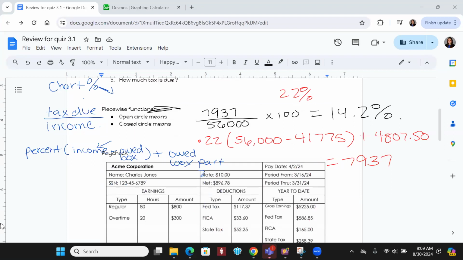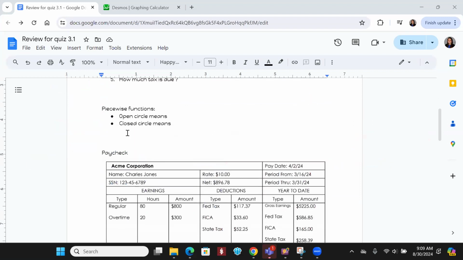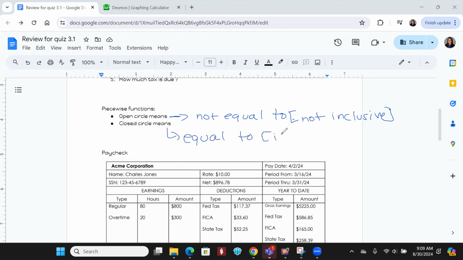Oh, I'm sorry. Piecewise. Let me skip that. What does an open circle mean? Not equal to. So open circle, not equal to. We call this not inclusive. What does a closed circle mean? Equal to, or it is inclusive. It includes that number.